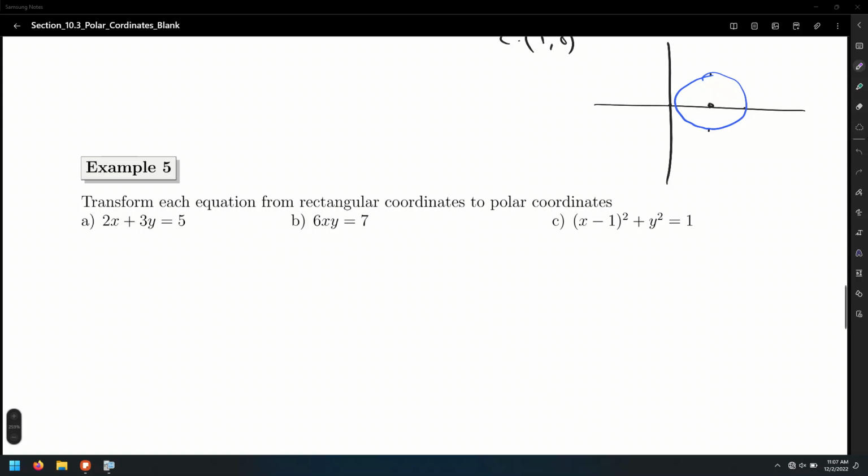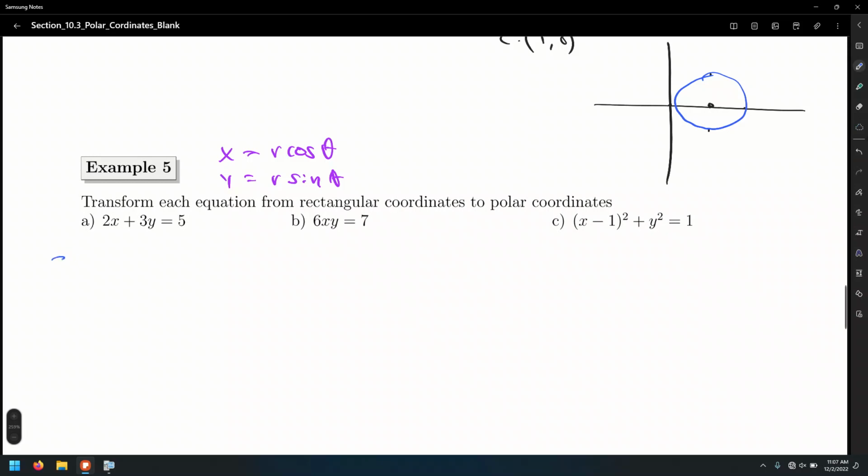To transform equations from rectangular to polar, essentially we will rely on the conversion formulas for x and y, which are r cosine theta and r sine theta. All we have to do is simply replace x with r cosine theta and y with r sine theta. That's it. And well, let's see.